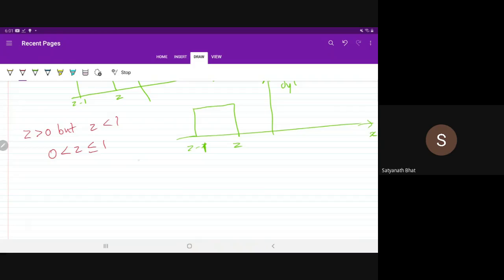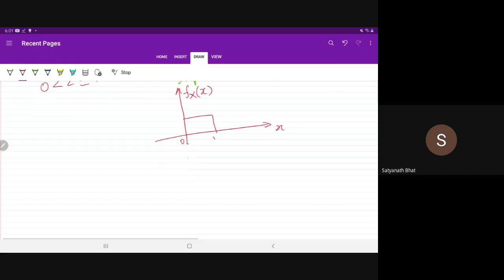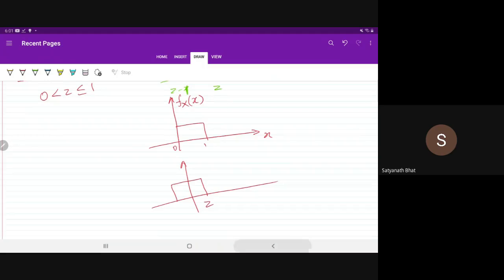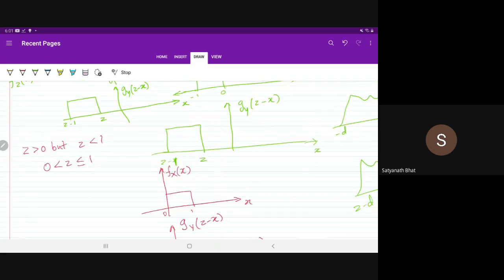So let's draw that. fx of x as a function of x will be this, 0 and 1. So there is an overlap now. It is like this, but z is smaller than or equal to 1, so it doesn't fully cross. So this is gy of z minus x. Okay, so this is the thing.